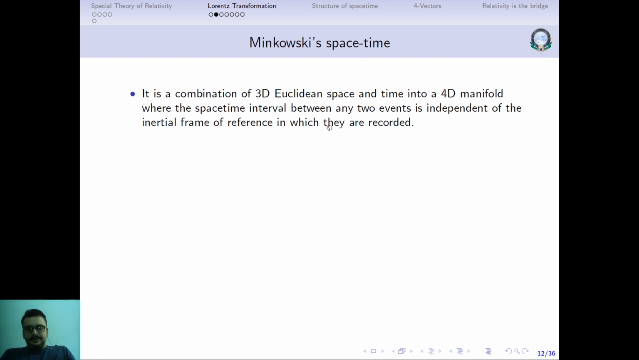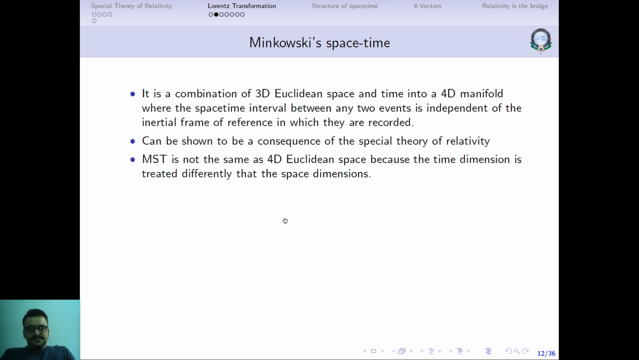This Minkowski space-time was developed by a German mathematician known as Hermann Minkowski. He developed this in order to write down Maxwell's electromagnetic theory in a much more concise form. Later on, it was shown by Einstein that Minkowski space-time is a natural consequence of the special theory of relativity.